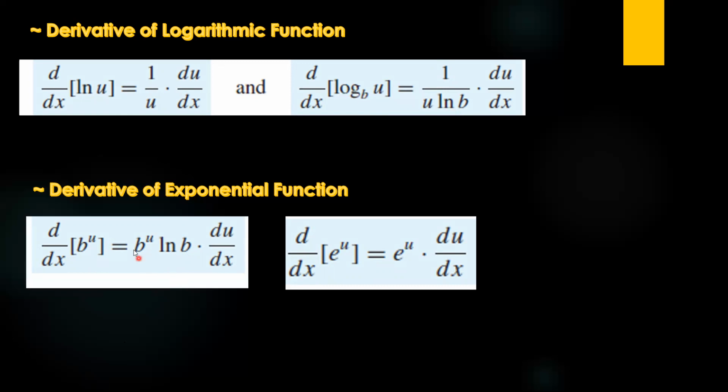Now let's look at the derivative of the exponential function. The derivative of b to the power u will be b to the power u ln b times du over dx. And the derivative for e to the power u will be e to the power u du over dx. This is for the derivatives of them.